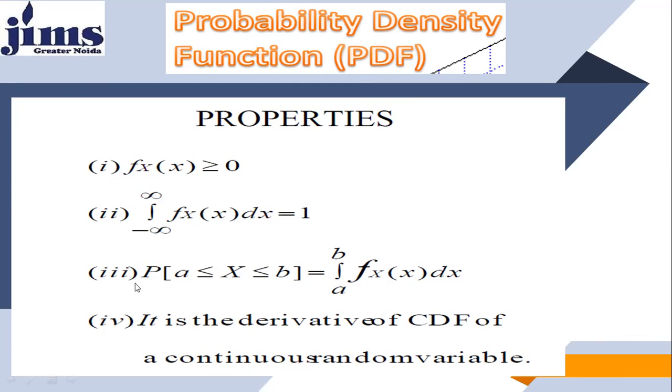Sometimes a range is given between a and b, so you integrate with a and b. This is because the probability of finding this particular x, which is a random variable, is between a and b, so you have to integrate this probability density function between a and b, and you get the answer.